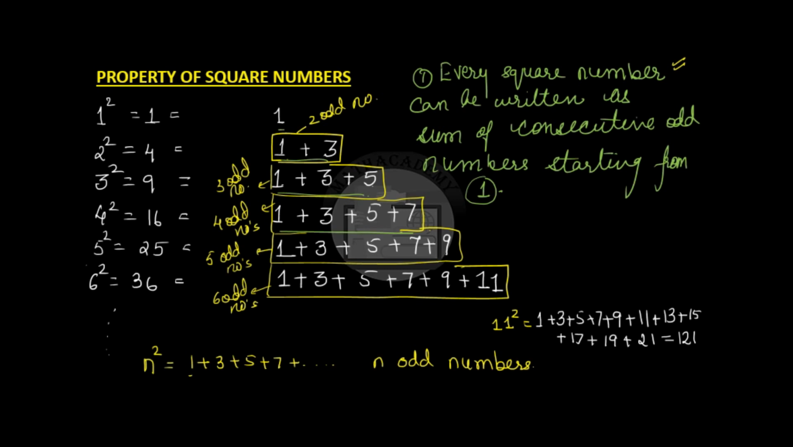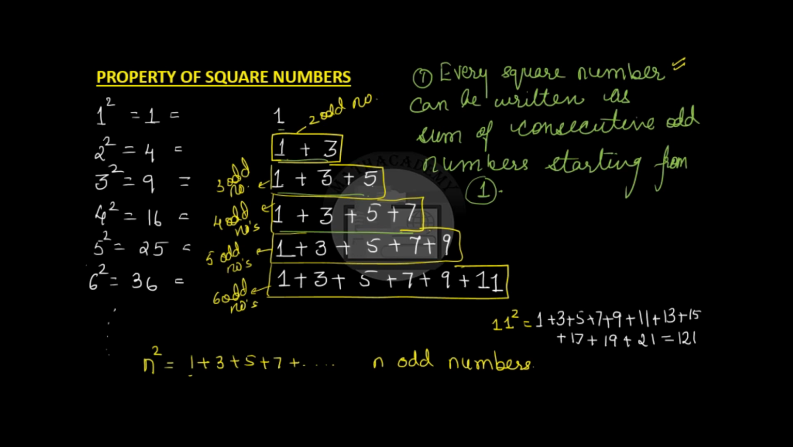Okay, so without actually calculating the square, you can write any square number as the sum of consecutive odd numbers. And how many consecutive odd numbers do you have to add? It depends on the number which you are squaring. If you are squaring 11, then you will add 11 odd numbers. If you are squaring 4, then you will add 4 odd numbers, and the sum will yield you the square of that number. This is a very important property, and I hope this property is clear to everyone.